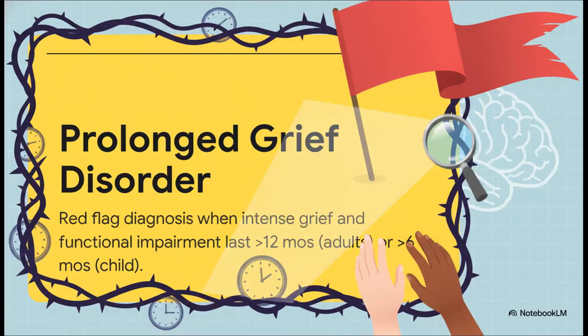And then you have prolonged grief disorder. This is your big red flag. This is when that normal grief process just doesn't resolve and it keeps disrupting daily life past that 12-month mark for an adult. This is when we have to intervene.